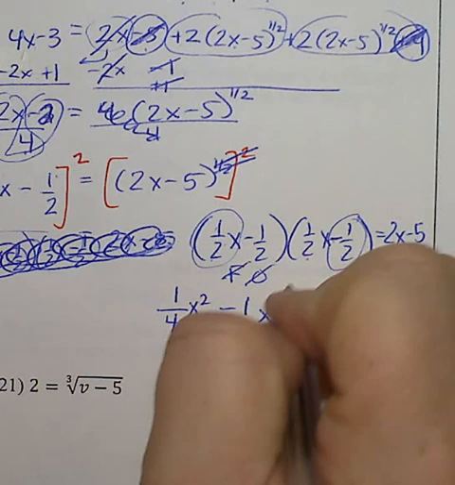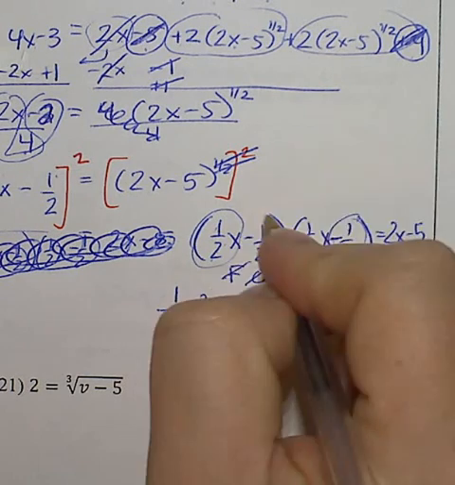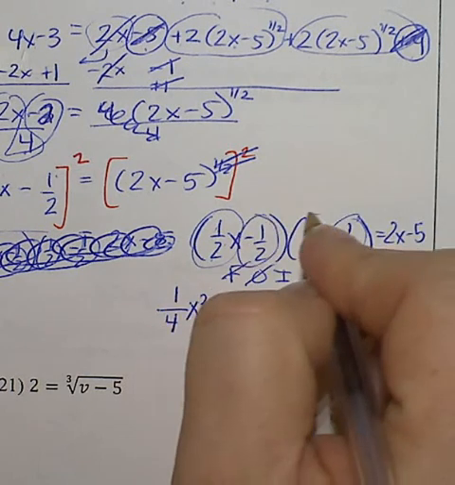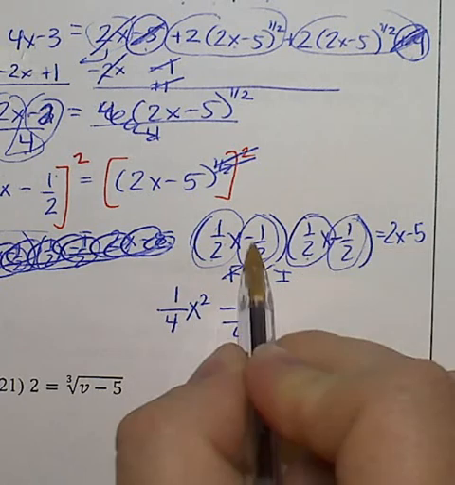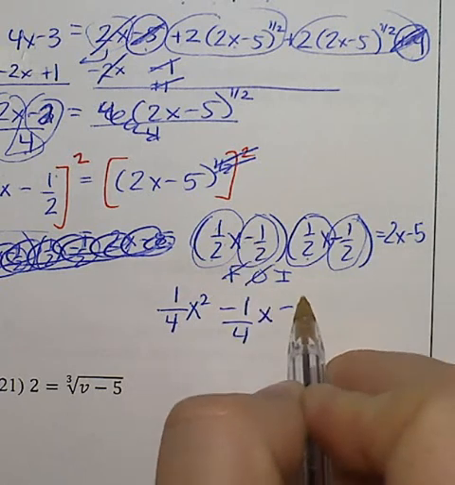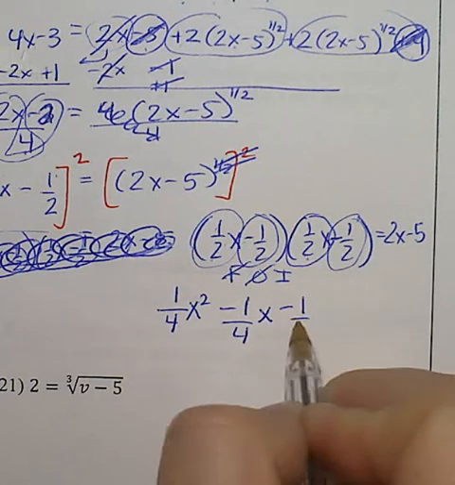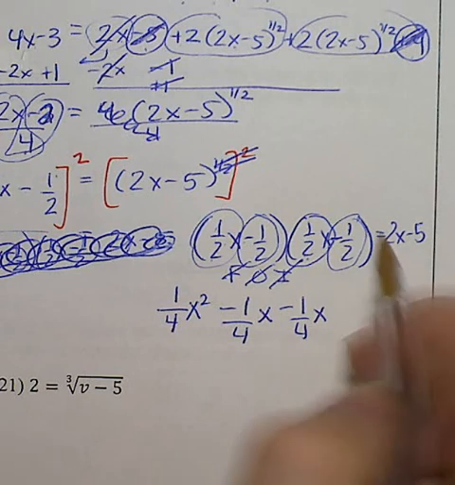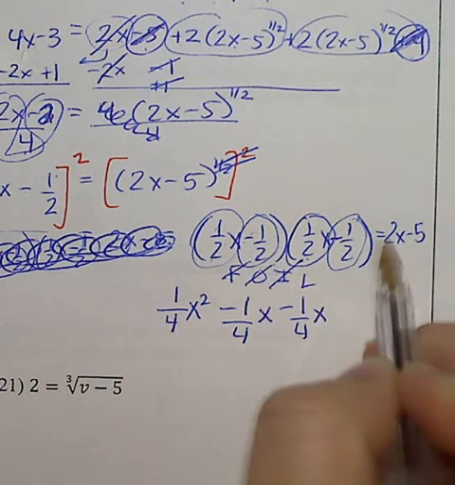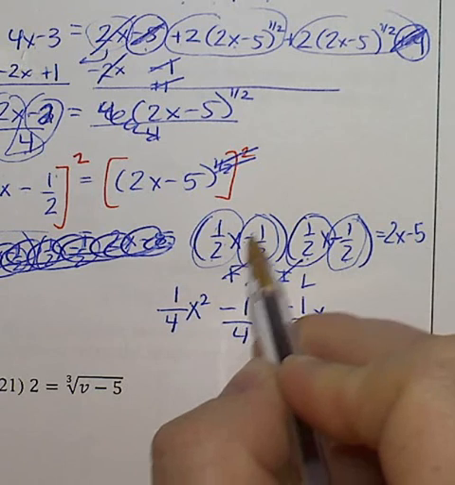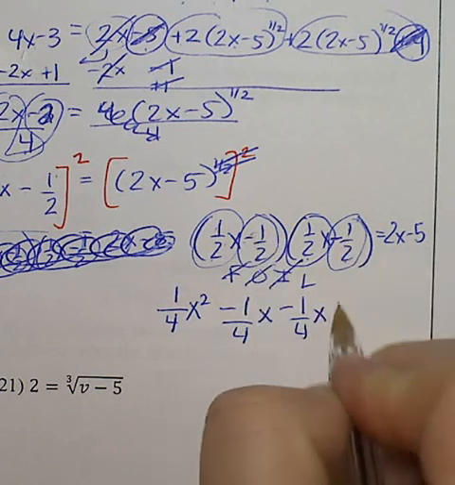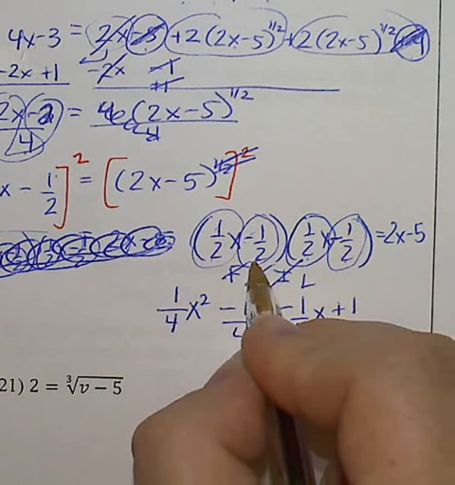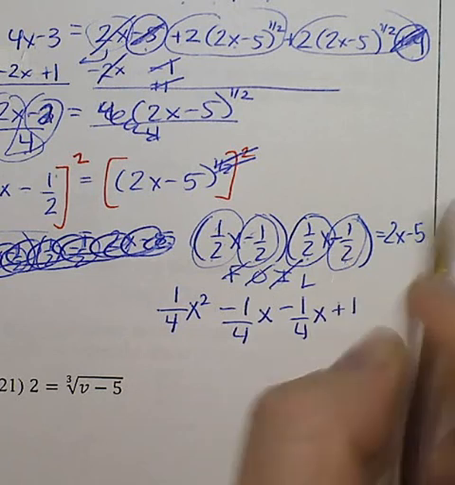Going on to the I, -1/2 times +1/2 x. -1 times 1 is -1, 2 times 2 is 4, and there's 1x. Okay, L for last. -1/2 times -1/2. -1 times -1 is a +1, and 2 times 2 is 4.